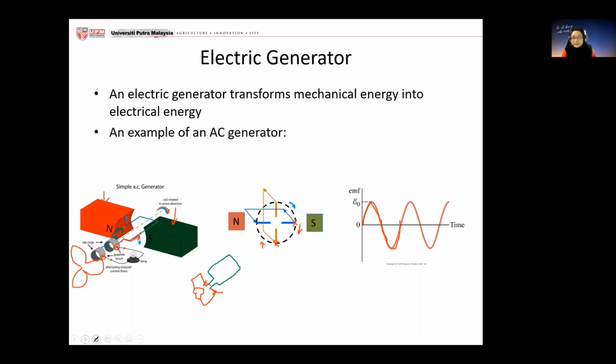So that's what happens when it's a different direction. That's why you have AC. AC is alternating current, and that's what it means. The current alternates from this direction to another direction, and it happens continuously as long as the motion is happening. When it stops, of course no more current is being induced, and you're not going to get any more electricity. Bear that in mind.